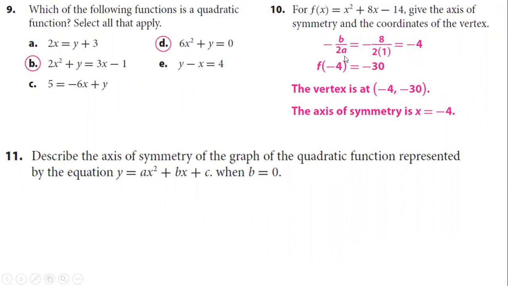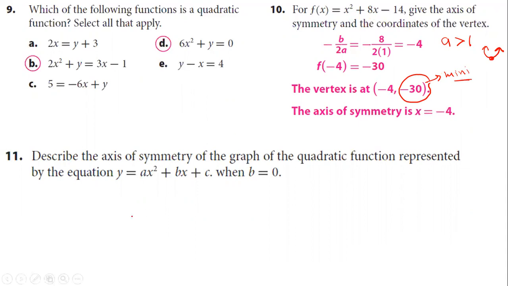So we have to get minus b over 2a first, then the first coordinate will be minus 4. Substitute x equal negative 4, and you will get negative 30. So the vertex is negative 4 and negative 30. The axis of symmetry is x equal negative 4, and this will be a minimum value. Why minimum value? Because a is greater than 0, so the parabola will be like this. So we have a minimum value.